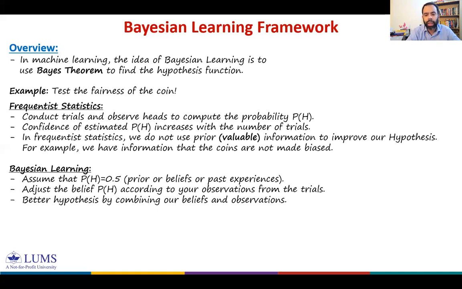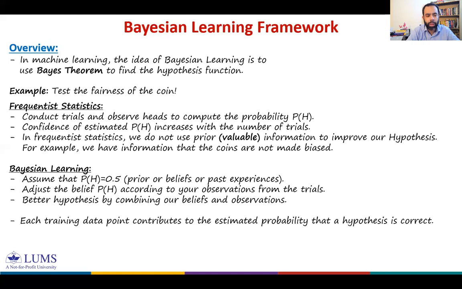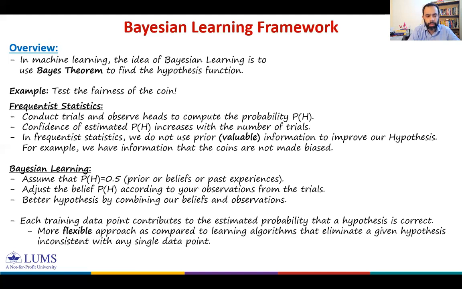So the Bayesian way of thinking illustrates the way of incorporating the prior belief and then incrementally updating the prior probabilities whenever more evidence is available. This is not the case for frequentist statistics approach. So each training data point contributes to the estimated probability that hypothesis is correct or incorrect. This is a more flexible approach as compared to learning algorithms that eliminate a given hypothesis that is inconsistent with any single data point.